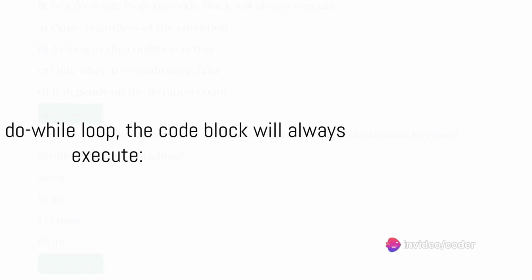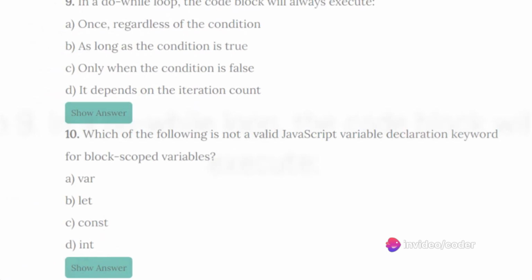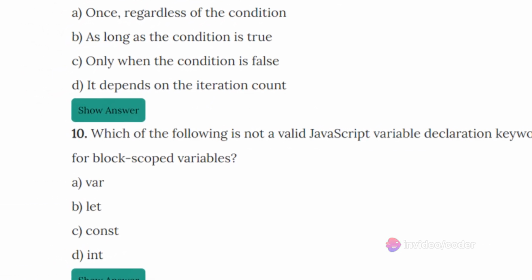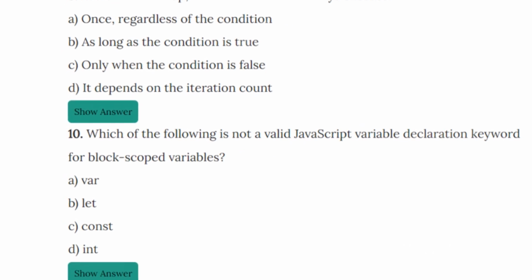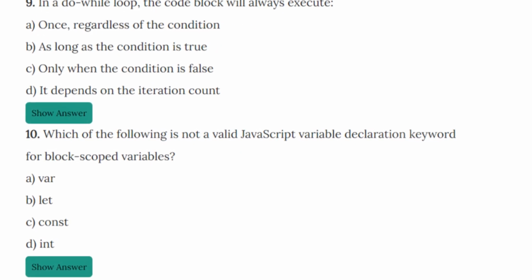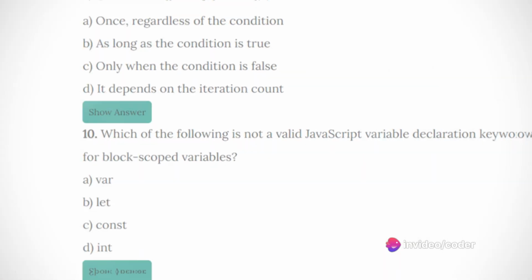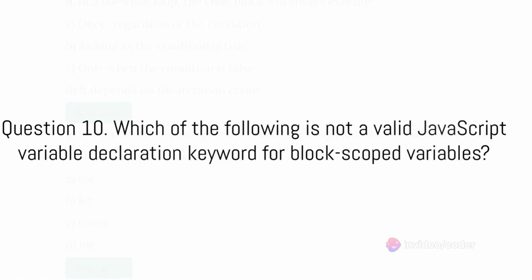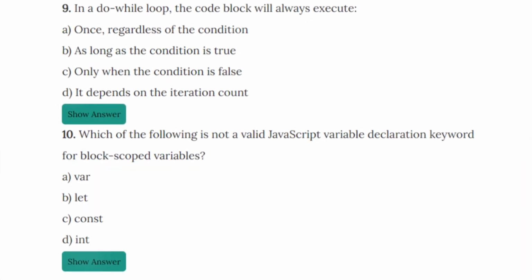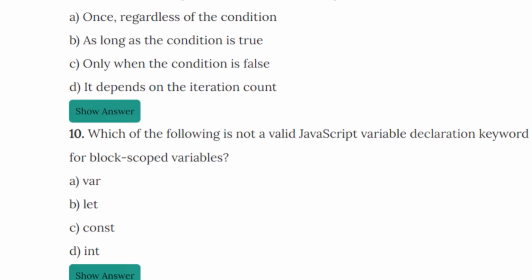Question 9. Do you know when a code block in a do while loop will always execute? There are a few possibilities. It could be once, no matter the condition. Perhaps it's while the condition holds true, or maybe it only runs when the condition is false. Or might the execution rely on iteration count? D, it depends on the iteration count. Question 10. Which keyword is invalid for declaring block scope variables in JavaScript? A, var. B, let. C, const. D, int.